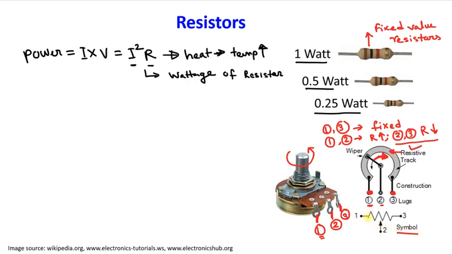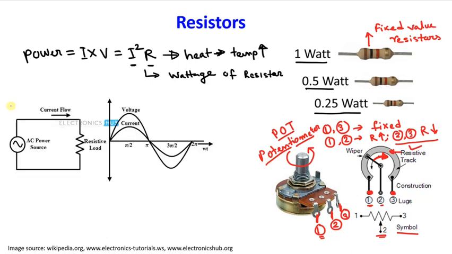The circuit symbol for this variable resistor is also shown here, right? By the way, I forgot to mention the name of this variable resistor: it is actually the potentiometer, or in short it is also written as POT. I think you might have seen this pot as a volume control in old audio systems or in a television set. Now how this resistor will behave in an AC circuit, let us discuss that now.